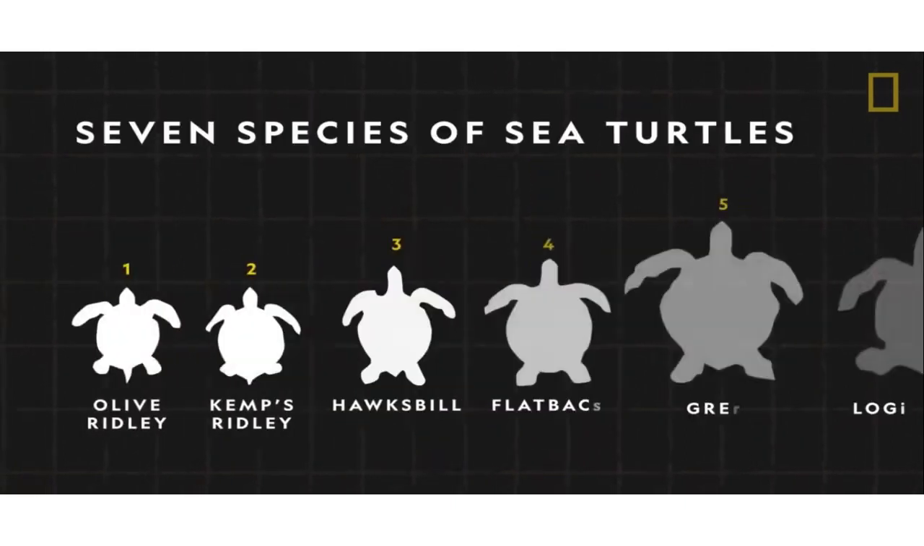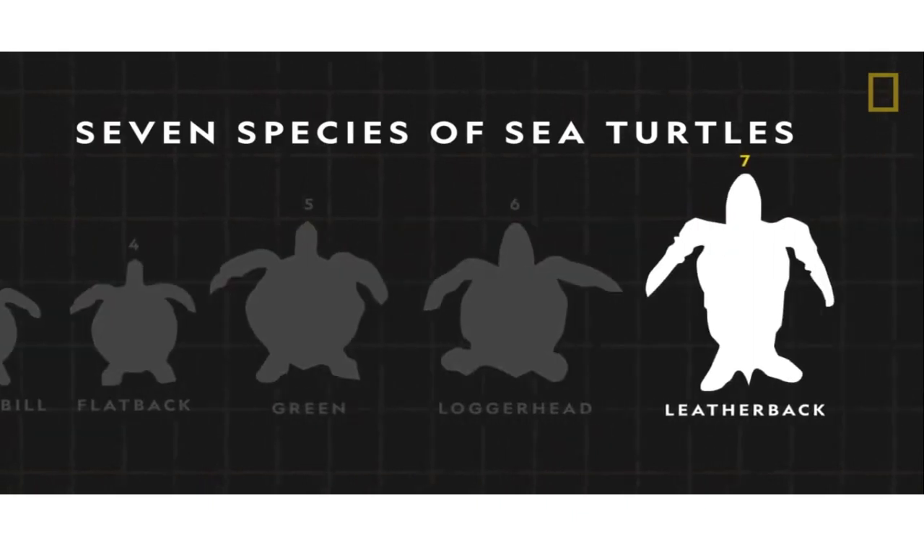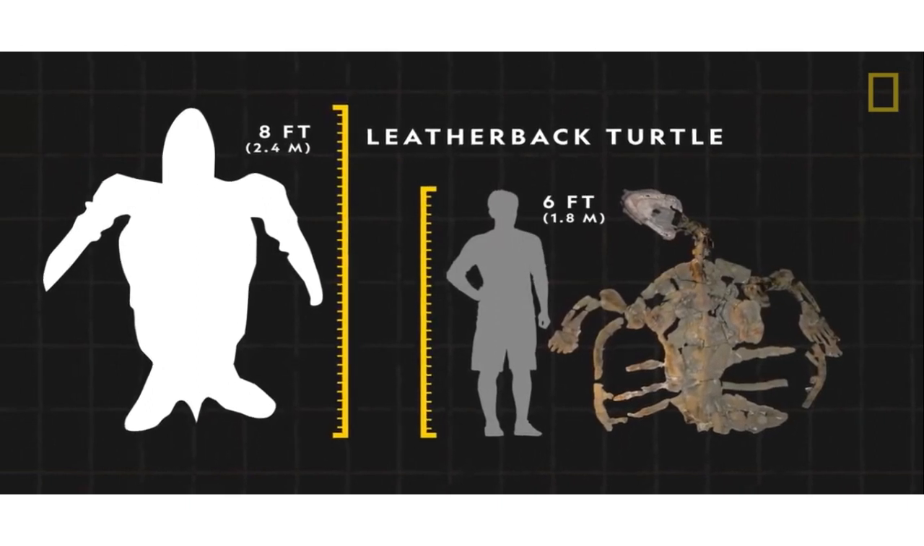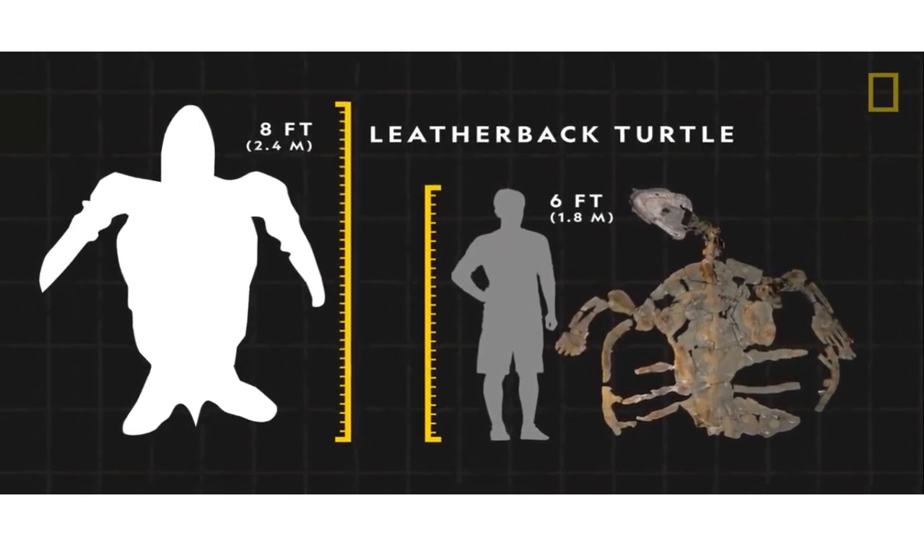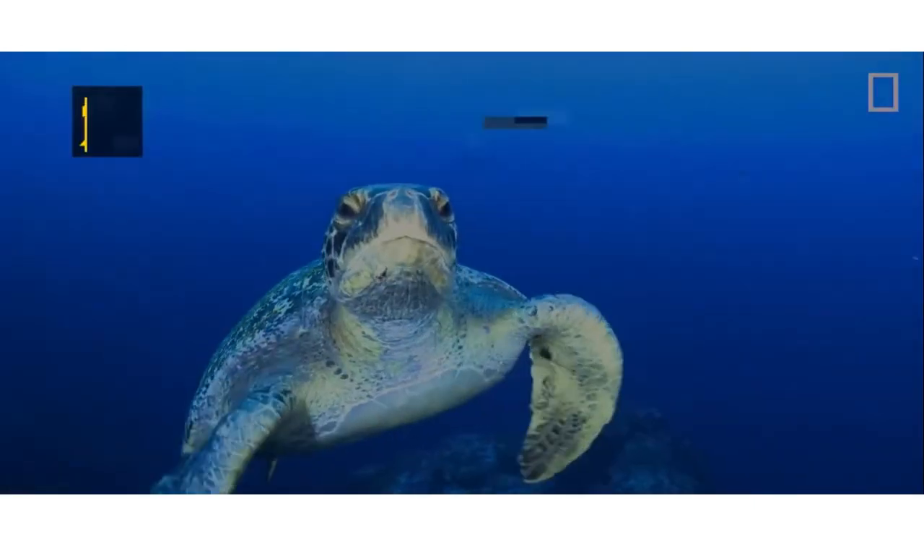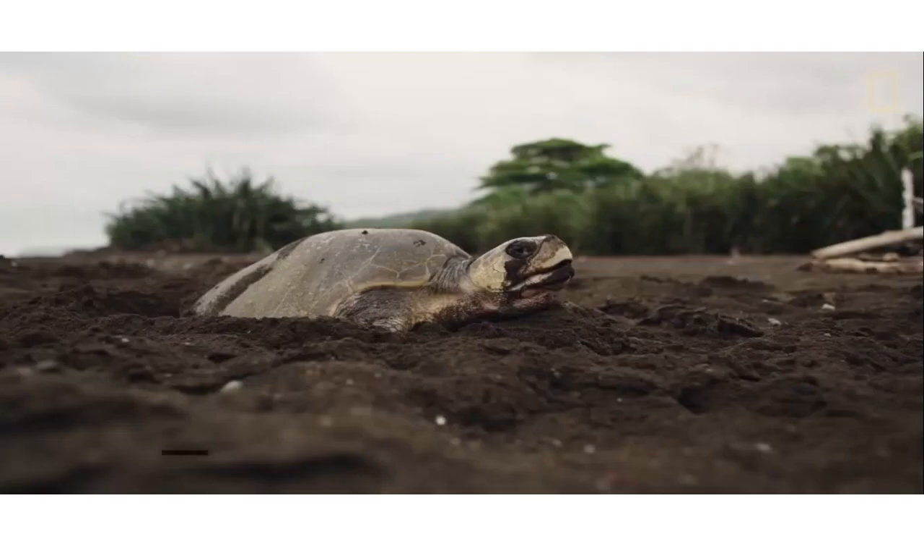Today, there are 7 species of sea turtles, with the largest being the leatherback. Growing as long as 8 feet and weighing up to 2,000 pounds, it is larger than known fossils of its prehistoric ancestor, D. padillai. Sea turtles can lay more than 150 eggs at a time.